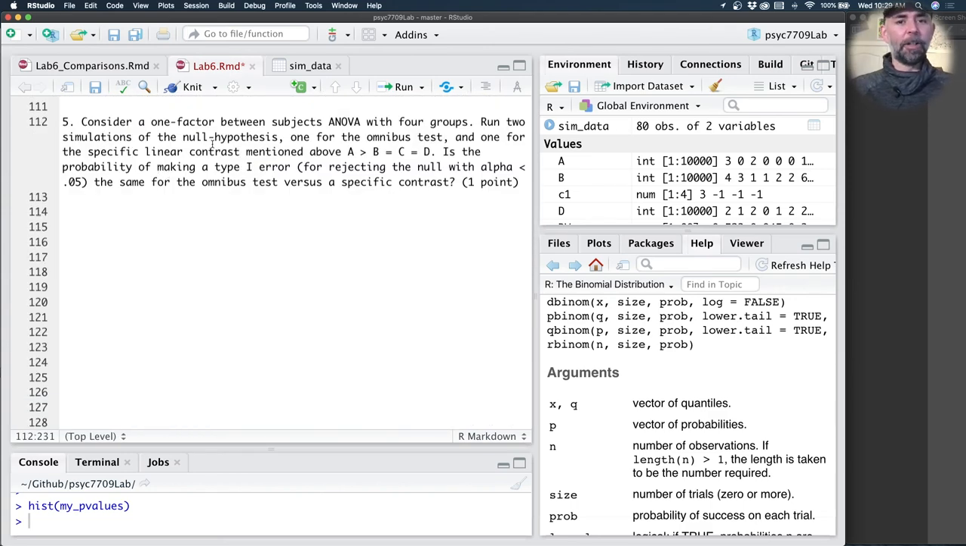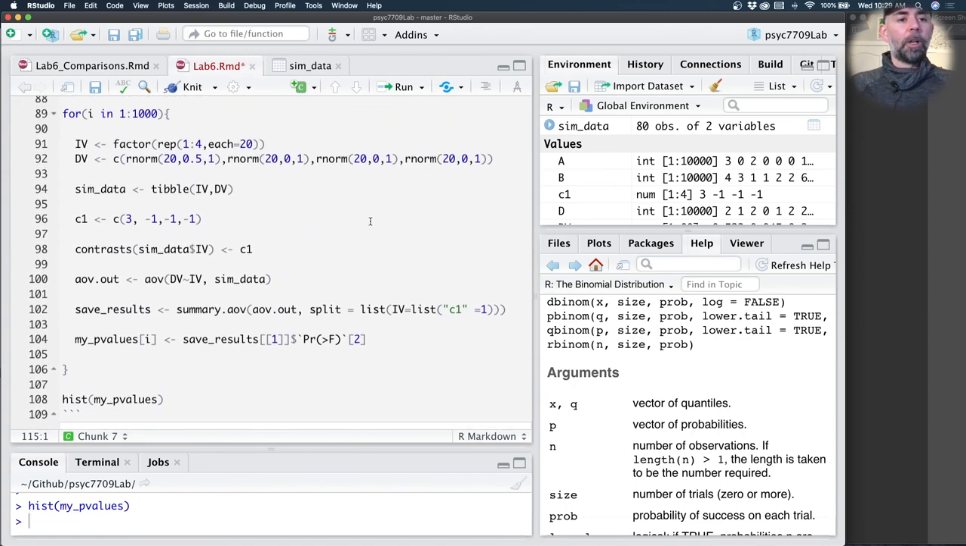Okay, question number five. We've got a one-factor ANOVA with four groups, same as above. We're going to run two simulations of the null hypothesis, one for the omnibus test and one for the specific linear contrast mentioned above. The question is the probability of making a type 1 error, that is the probability of rejecting the null with alpha 0.05, the same for the omnibus test versus a specific contrast? And we'll just use this specific contrast as an example. So let's check it out.